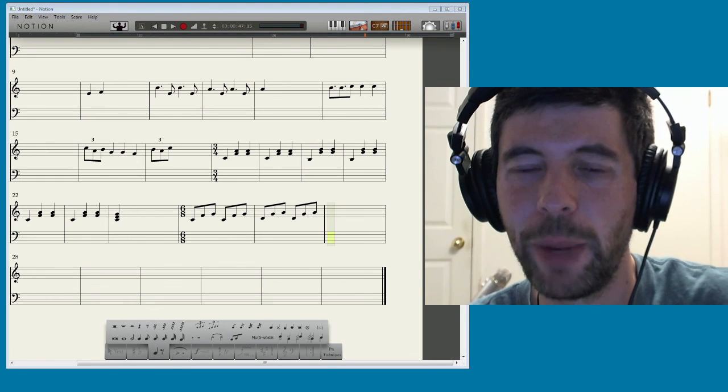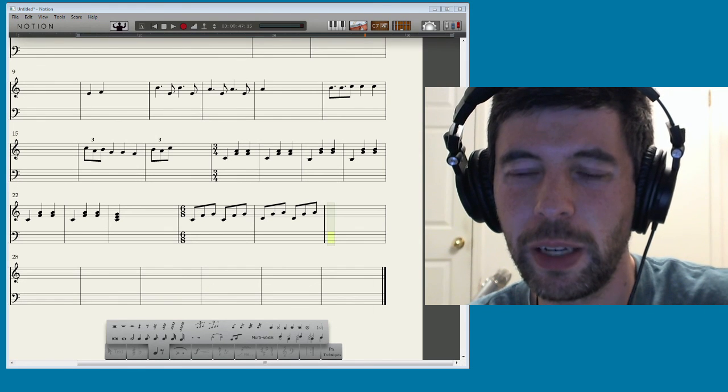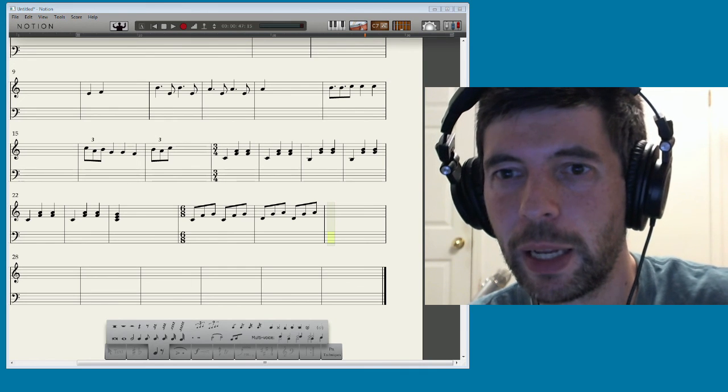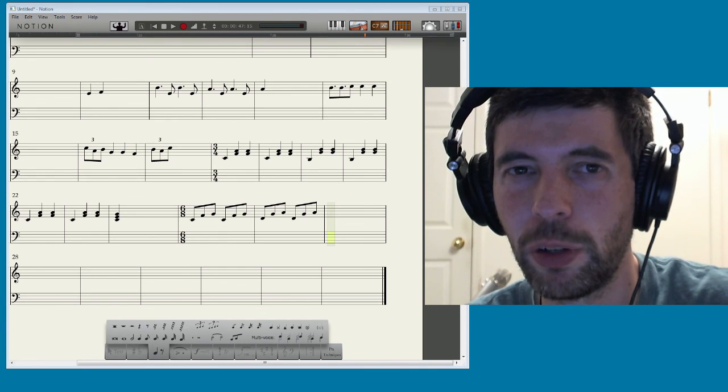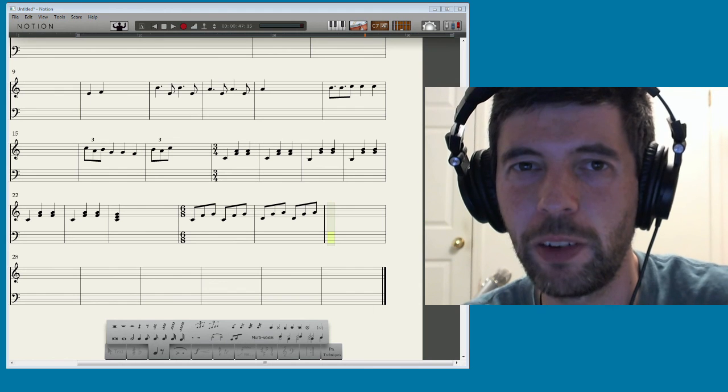Hopefully that made sense. And as I say, it's a little nebulous. Rhythm is all in relationship to other notes. And hopefully this gives you enough information to start tackling pieces of music on your own.